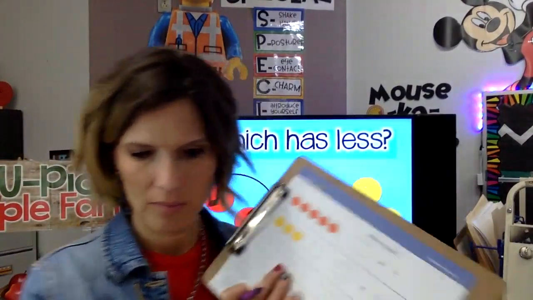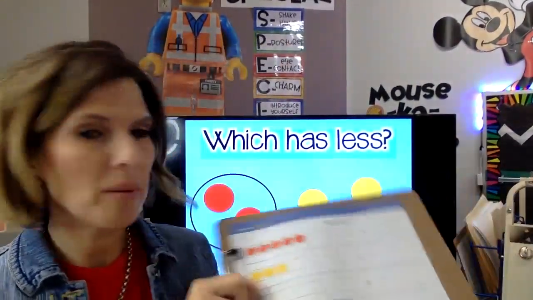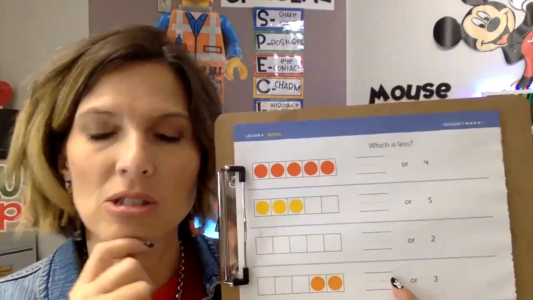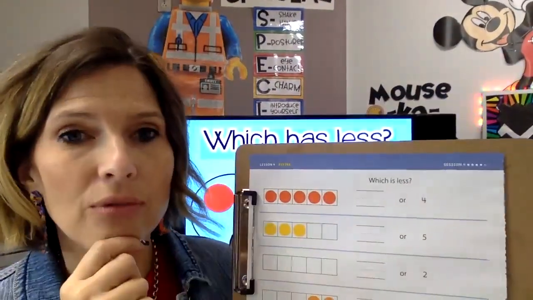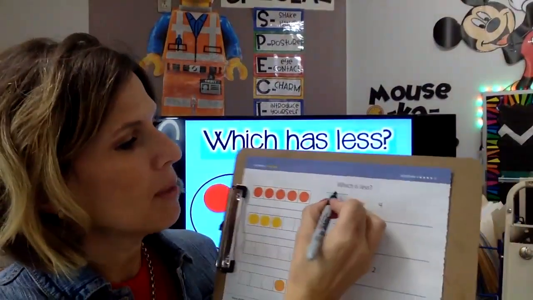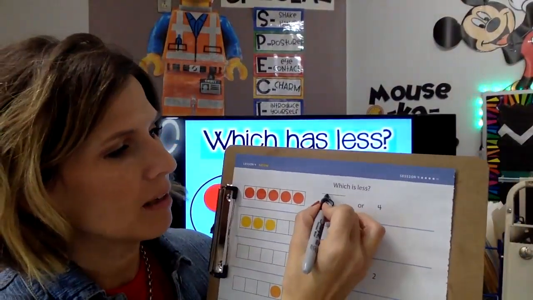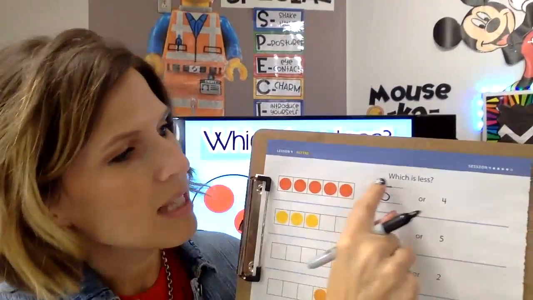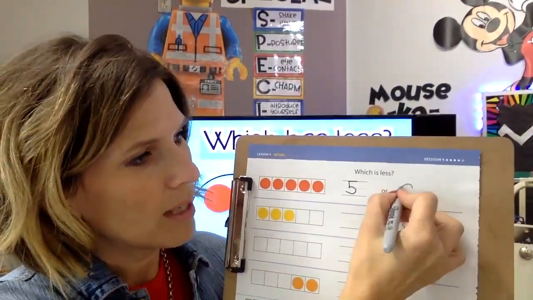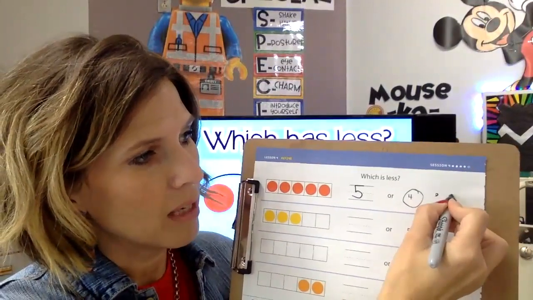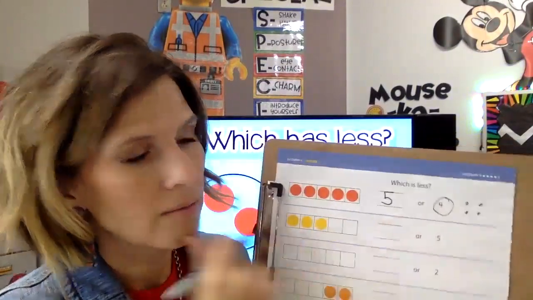This one, I'll use my marker so you can see it. It's showing me a 5 frame. Remember, these are a 5 frame because there's 5 boxes there. And I've got 1, 2, 3, 4, 5 red counters. So I'm going to put the number 5 right there. And this one's asking me which one is less. Is it 5 or 4? Well, 4 is less. I could even draw 4 here to help me know that that's less.